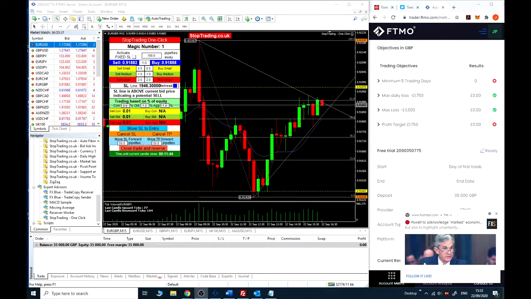So I'll just quickly point out that for those of you who are familiar with MetaTrader software, you might see a few indicators on the screen that you haven't come across before. Some of these indicators are indicators that we've developed in-house and are only available to our VIP members. The same applies to our bespoke StopTrading one-click software interface, which you can see on the screen right now.